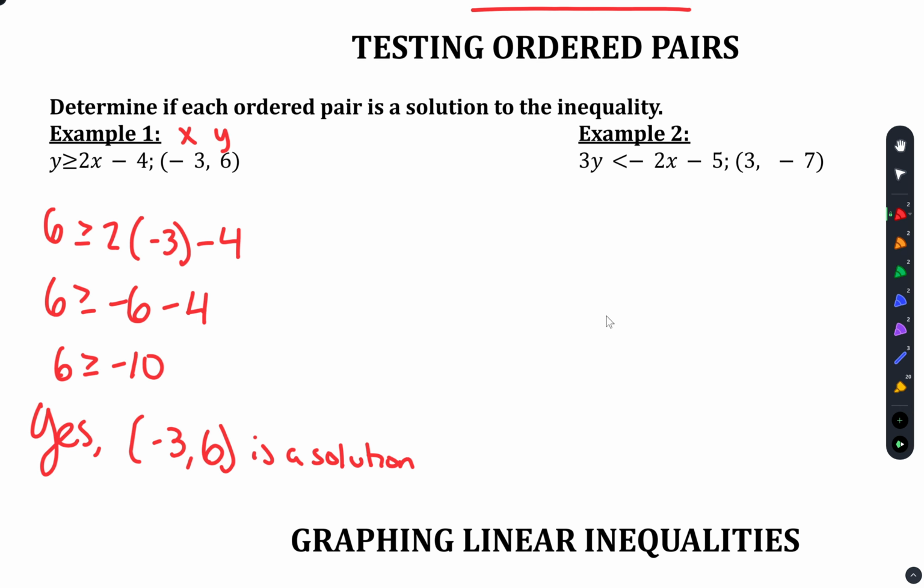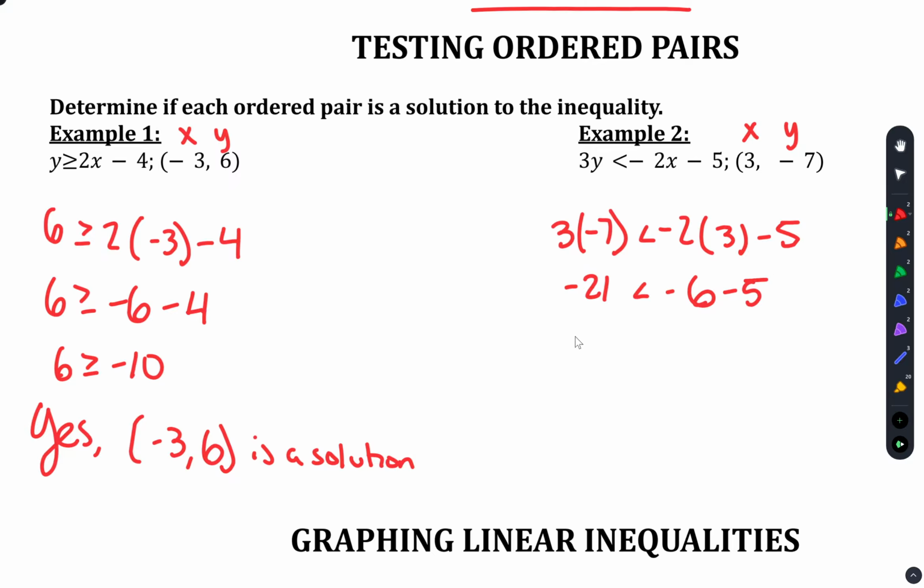Example 2, I do the same thing. I'm going to take my x and my y value and plug them in. 3 is less than -2 times -7 minus 5... I'm going to keep simplifying this. What do we think here? Is -21 less than -11? Yes. That one is also true. Even though it looks like a bigger number, remember that when negatives go more negative, they look bigger. So I would again say yes. (3, -7) is a solution.